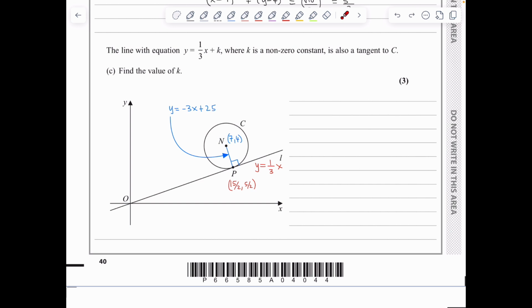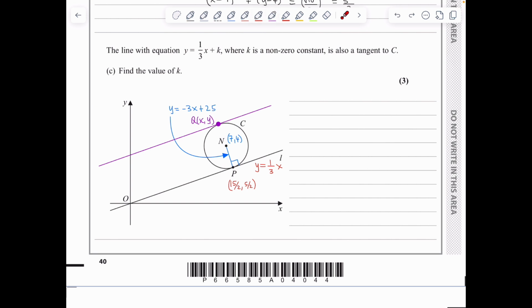Now the line with equation y is a third x plus k is certainly parallel to the line L because they have the same gradient, and for it to be a tangent to C, it means that it must be something like this. We're trying to find the value of the constant k, and to do that I will first find the coordinates of the point at which this line is tangential to the circle.